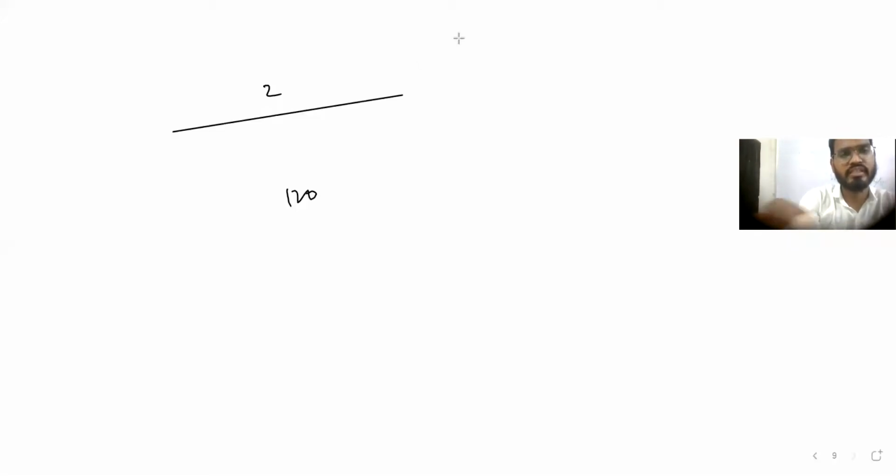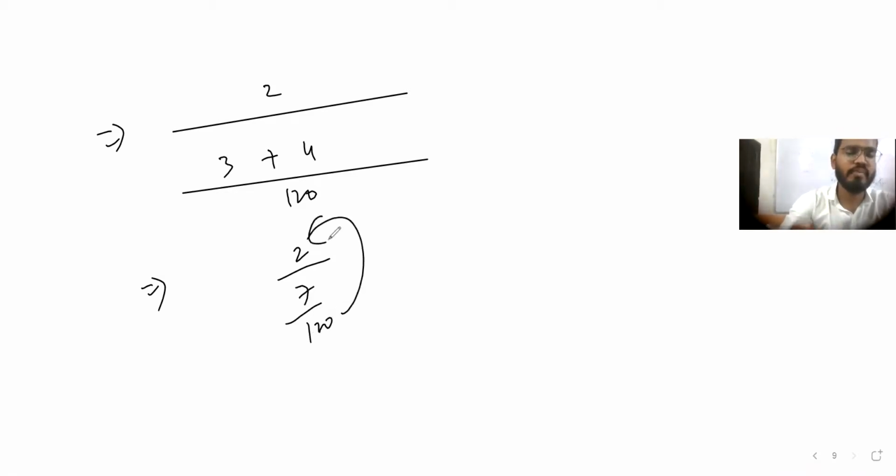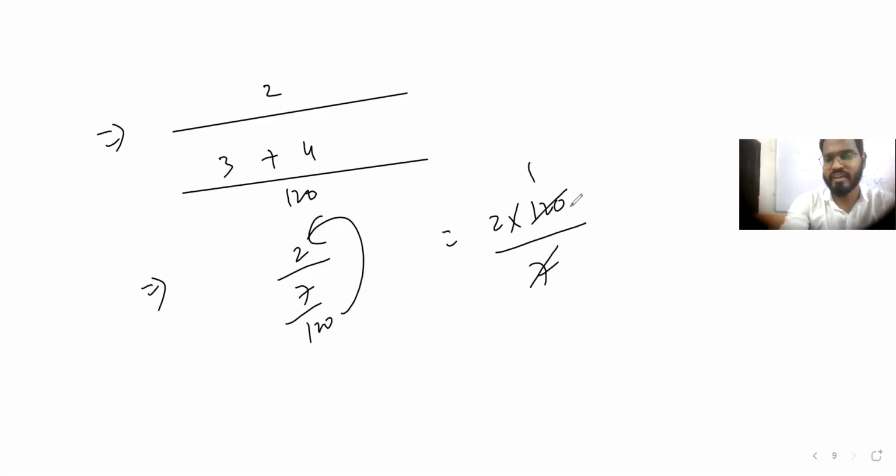120 is the LCM. Then for the first, 1 by 30, it is 4 times, and for 1 by 40, it is 3 times. So now your average speed is going to be 2 by 7 by 120, that is 2 into 120 by 7. Let's solve this, it is going to be 1 time and 5, so it is going to be 42 point something.